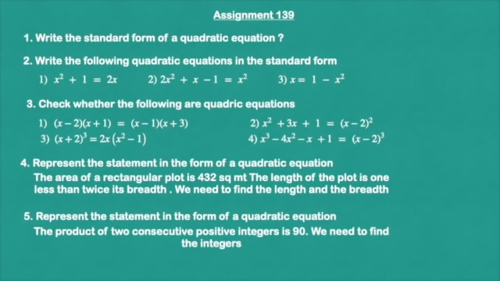Second one, represent the statement in the form of a quadratic equation. In the same way, you have to write: the product of two consecutive positive integers is 90. We need to find the integers.